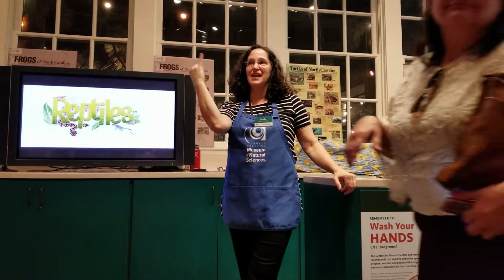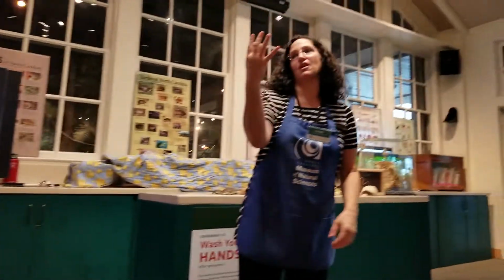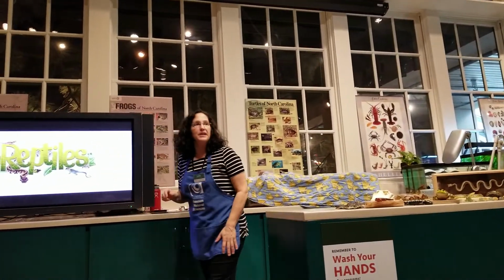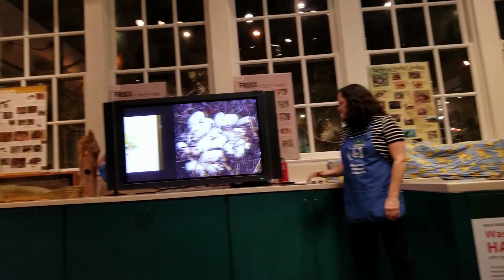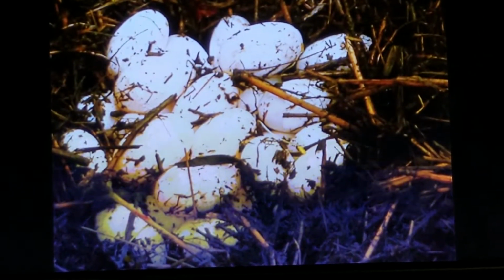Again, we've got snakes, turtles, lizards, the alligators, and crocodiles. Those are the main reptiles, okay? So let's see, we're gonna meet a couple of reptiles. The first one, well, this isn't it yet, but that's what reptile eggs look like. Most reptiles do lay eggs.